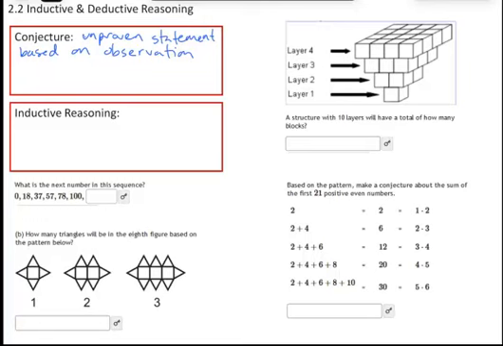Inductive reasoning versus deductive reasoning. We'll talk about the difference between those two in this section. But inductive reasoning is just drawing conclusions from patterns that you recognize.